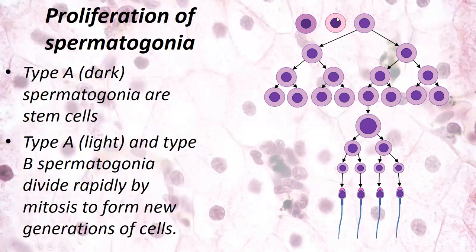Type A light cells are more active than dark cells, but the main cells which provide proliferation are type B spermatogonia. There are several following mitotic divisions, and we can see that their number increases. These numerous cells are the result of divisions of type B spermatogonia, and they have the same genetic material and the same karyotype. So it's simply divisions of type B spermatogonia, like divisions of all somatic cells.